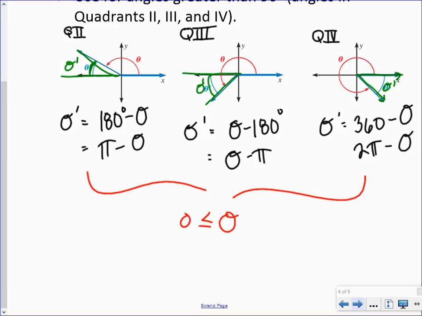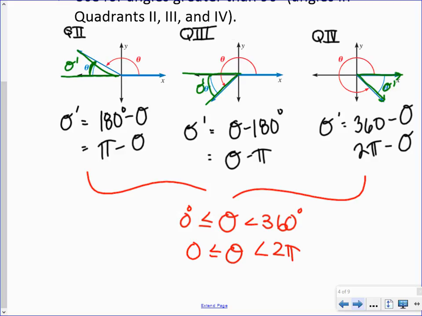Now, note that these rules, the way you do this subtraction, only work if theta is between 0 and 360 degrees, or theta is between 0 and 2 pi. Of course, if we're working with negative angles, or angles greater than 360, those rules won't necessarily calculate our exact reference angle. So in our examples on the next slides, if you have an angle that isn't between 0 and 360, find a coterminal angle first. Use a coterminal angle to address any angles that don't fit in those realms.